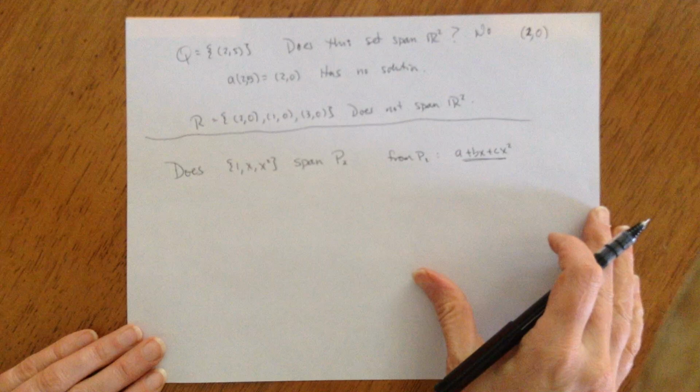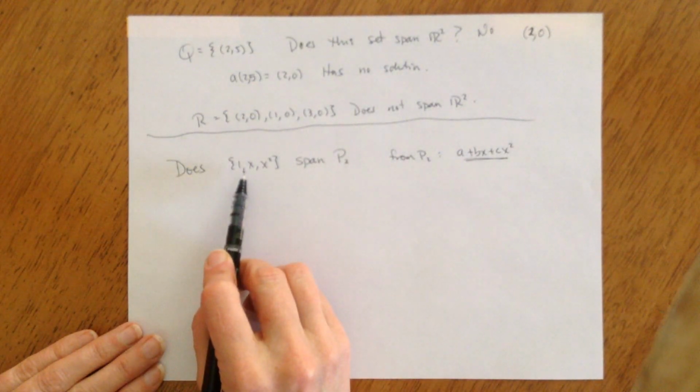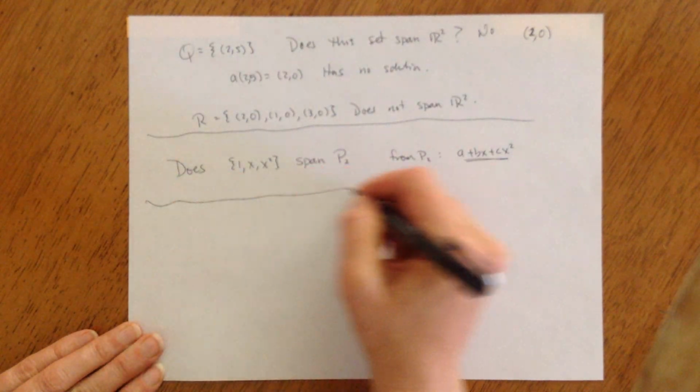So we have a set which we looked at in the previous video. This set is independent and it spans all of P2.